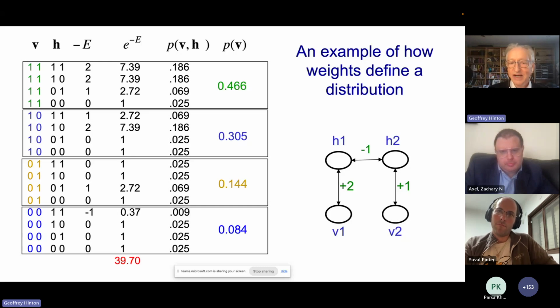And obviously, if you had a training set that said the vectors 1, 1 and 1, 0 are quite common, and the vectors 0, 1 and 0, 0 are quite rare, this would be not such a bad model, because it would make the 2 that are quite common more probable, and the 2 that are quite rare, rarer. Okay.